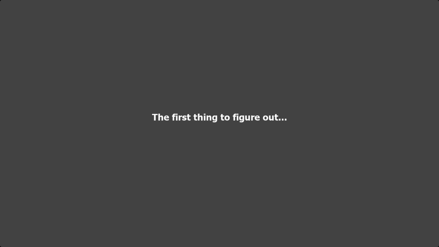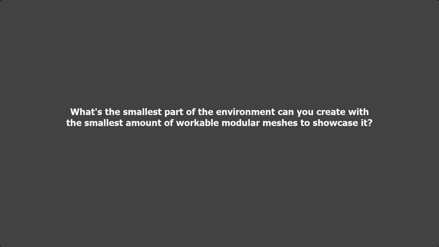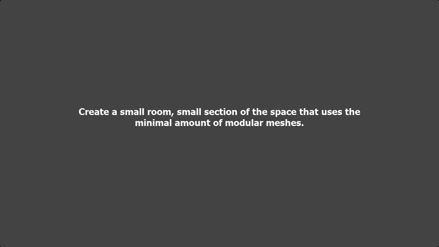So the first thing is, once you have an idea, once you know what you want to create, the key is to ask yourself, what's the smallest part of the environment you can create with the smallest amount of workable assets to showcase it before you expand on to the rest, the bigger environment. So don't think that you need to create a large, huge environment with hundreds of different modular assets. Instead, create a small section, a small room that uses the minimal amount of those assets to create that space. Because you can always add different variations and expand on them later.